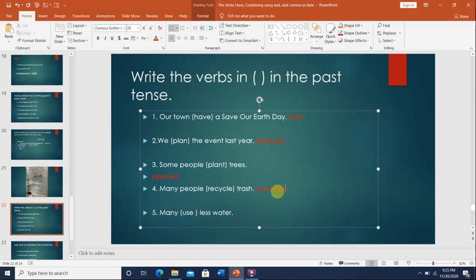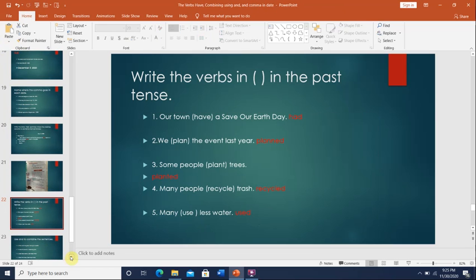Some verbs end with E. So what do I do when the verb ends with E? I take the E out and I add ED. Okay, many use less water. So use ends with E. What do I do? I take out the E and I add ED. Many used less water.